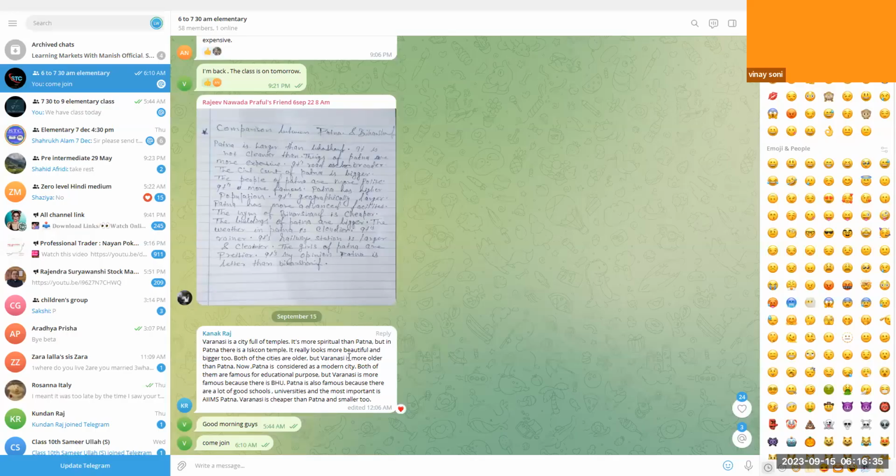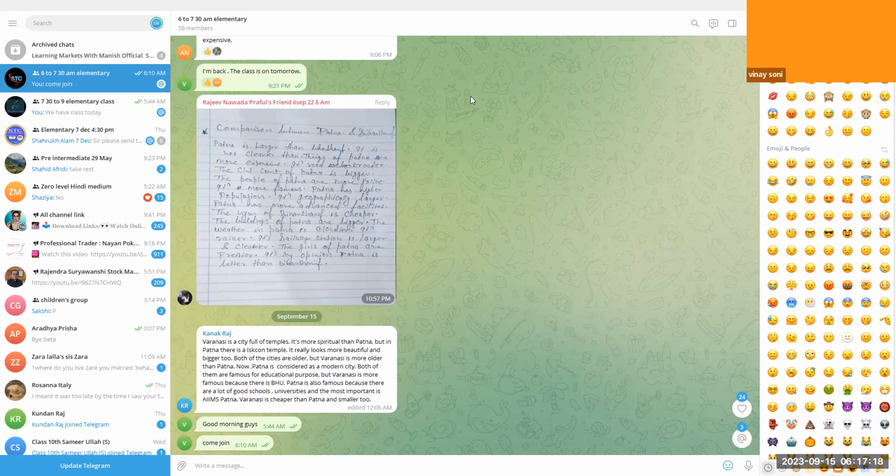Kanak writes, Varanasi is a city full of temples. It is more spiritual than Patna. Very good. But in Patna, there is a ISKCON temple. I would rather say there is an ISKCON temple because ISKCON starts with a vowel. So I will say an ISKCON temple, which is not a big thing, okay? It's a small mistake and you can take care of it. It really looks more beautiful and bigger too.